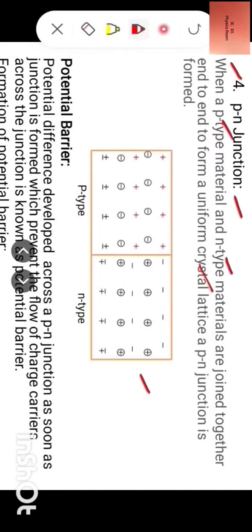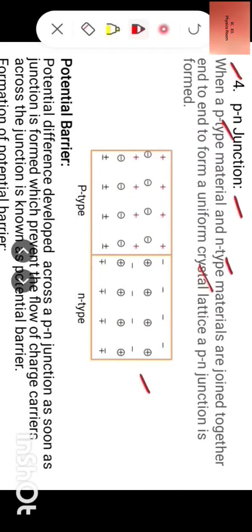Now, the red plus is due to doping, and the minus in n-type is due to doping, and plus minus and minus plus are due to thermal agitation. So, this is how a p-n junction is formed initially.